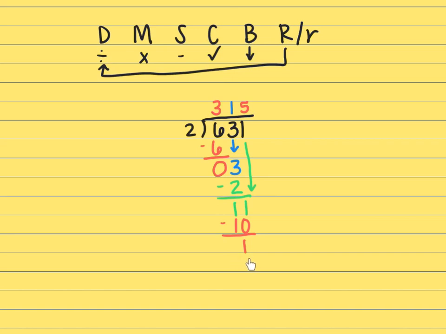I check. Is 1 less than 2? Yes. So I bring down and I look. Oh, I don't have any numbers left, so I can't bring anything down. So that means I have to skip over to remainders. So whatever number is here is my remainder. So at the end, I would write a little R and put that number, which is 1. So my answer would be 315, remainder 1.